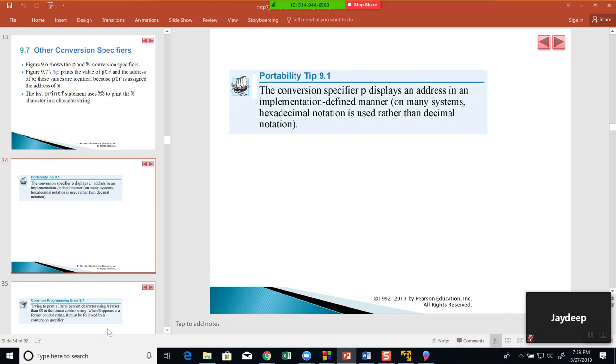Let's talk about that. The conversion specifier P displays an address in an implementation defined manner. On many systems, hexadecimal notation is used rather than decimal notation.